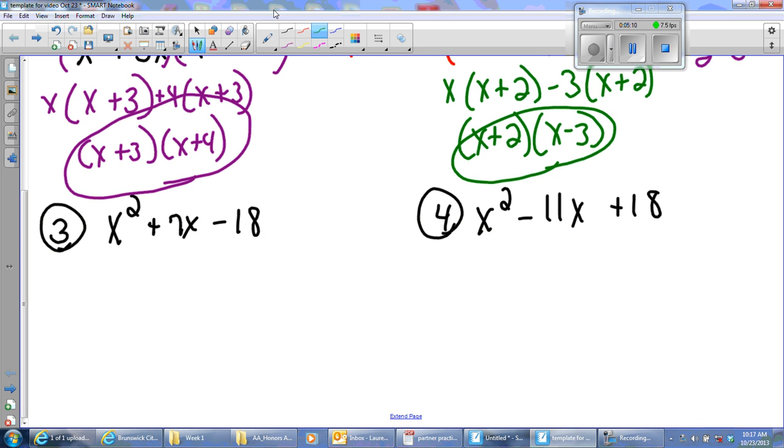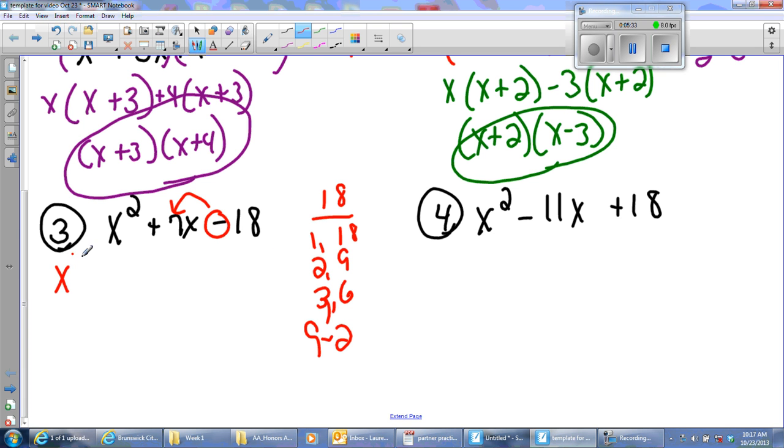All right, number 3. I'm going to multiply the 1 times the 18. I need 2 factors of 18 that subtract to get positive 7. Well, I think that's going to be 9 minus 2. So I rewrite this trinomial as a polynomial with 4 terms.